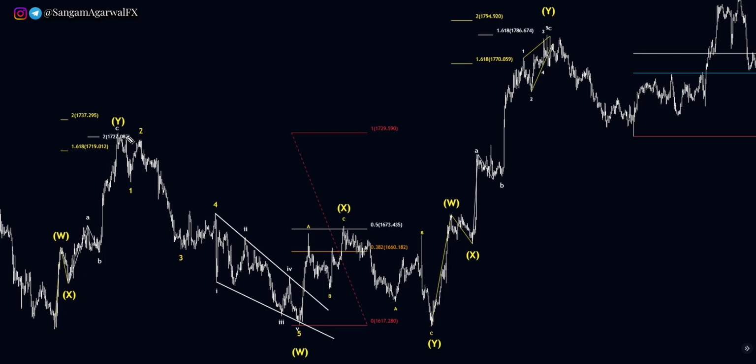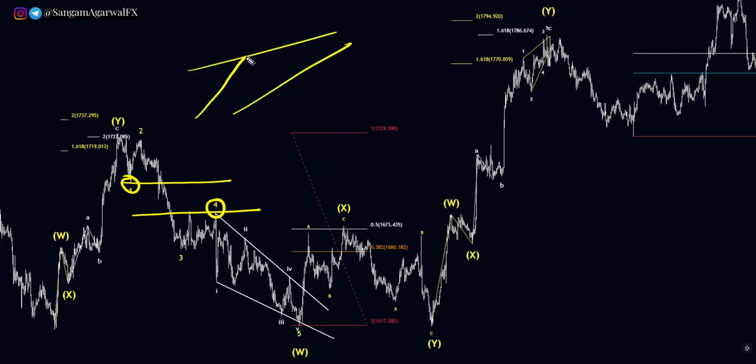But confusion comes for beginners when you are doing wave counting in an impulsive wave. In an impulsive wave, this is your fourth wave and this is your first wave. There should be a gap between these two, and that is the big difference between the ending diagonal chart pattern and the impulsive wave.